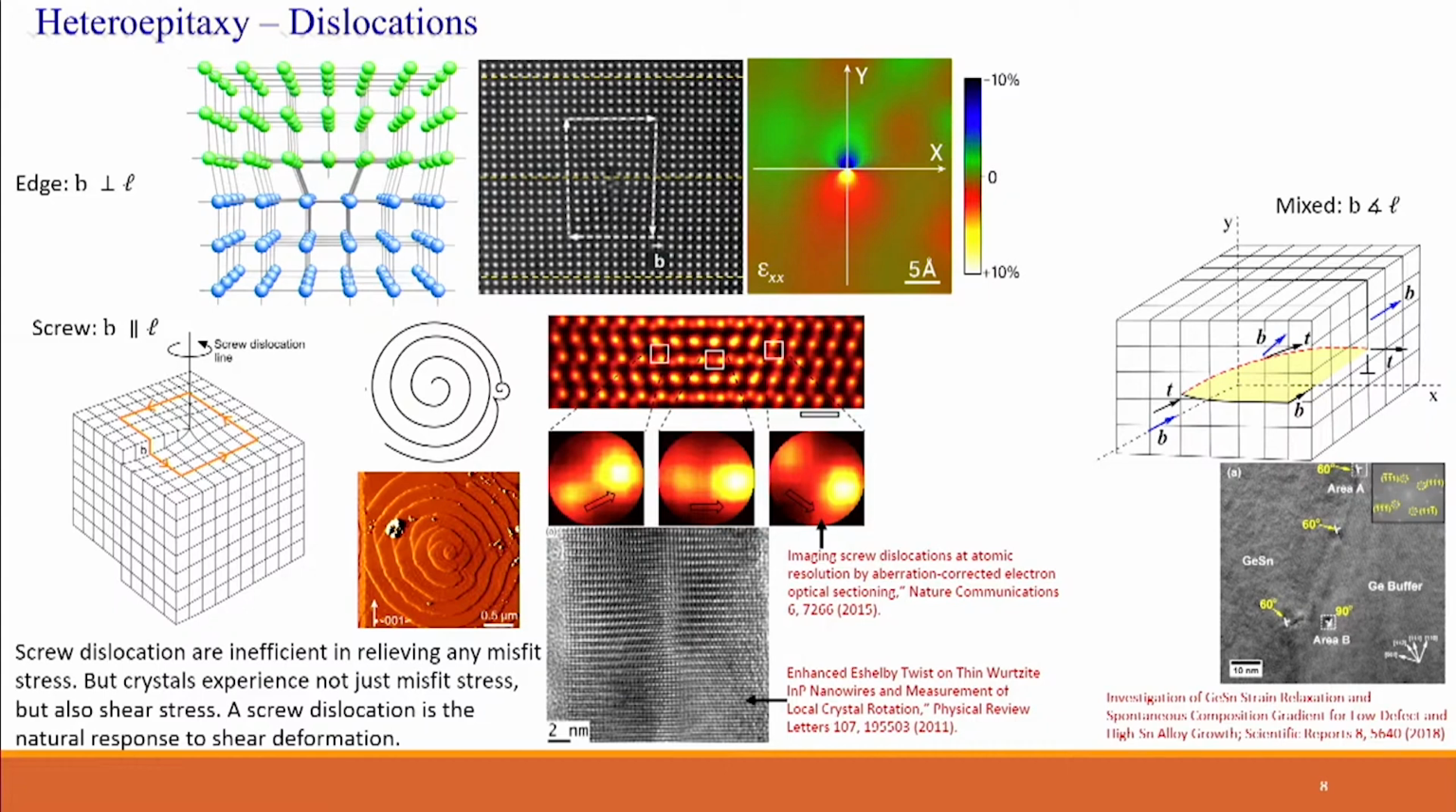You see this marked by 60 degrees. That means the Burgess vector is making an angle of 60 degrees with the dislocation line. These have partial screw nature, partial edge nature, and they will play an important role as to how we do a post-growth preparation of these samples.